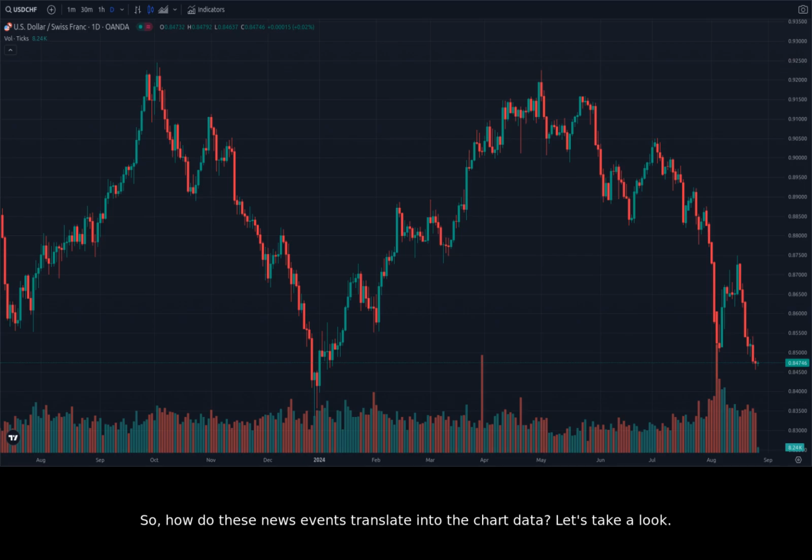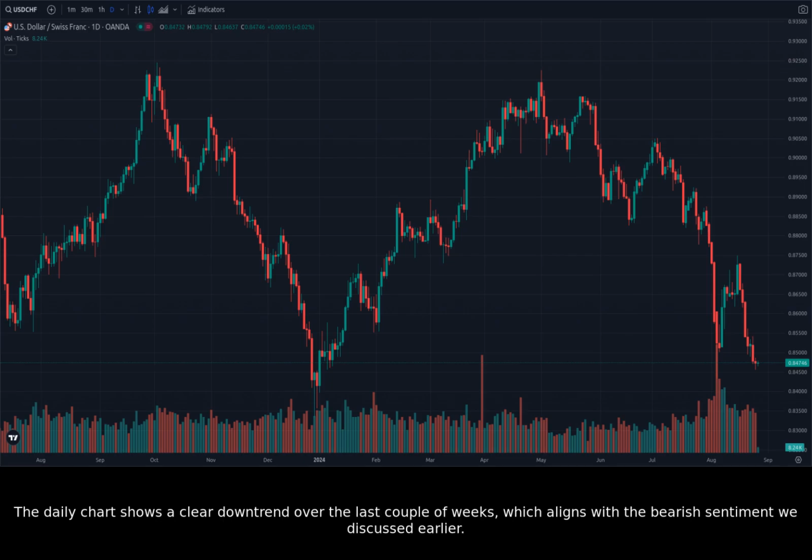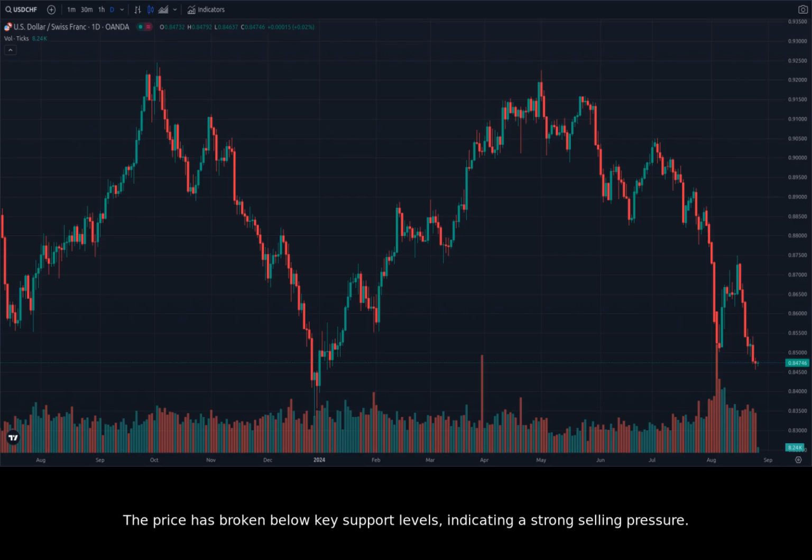So, how do these news events translate into the chart data? Let's take a look. We'll start with the daily chart. The daily chart shows a clear downtrend over the last couple of weeks, which aligns with the bearish sentiment we discussed earlier. The price has broken below key support levels, indicating a strong selling pressure. Let's zoom in on the past month and see if we can spot any significant patterns or trends.